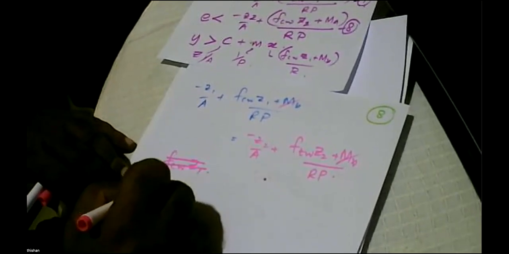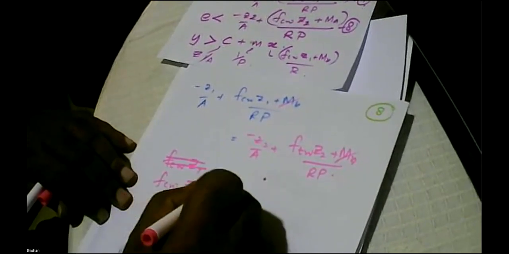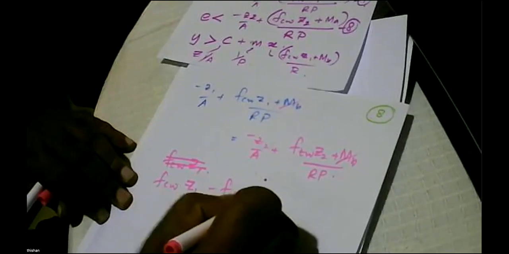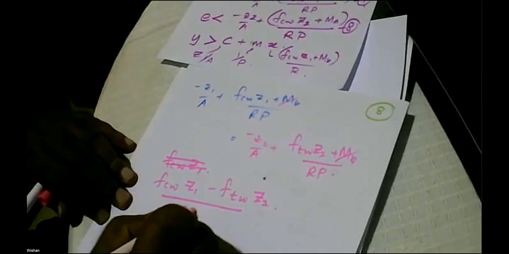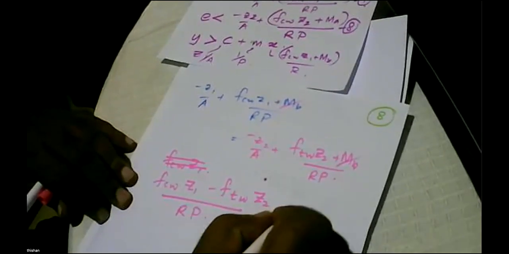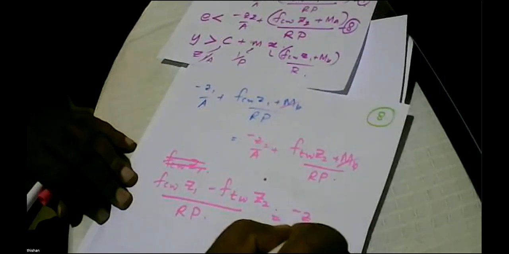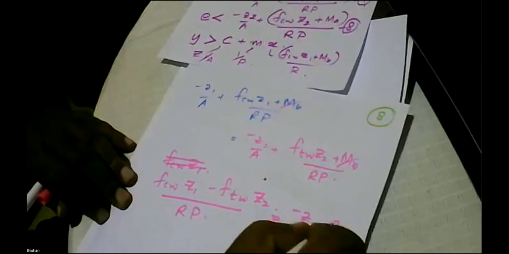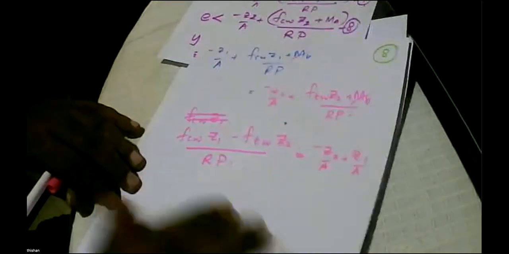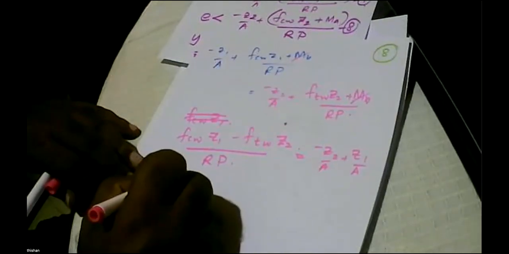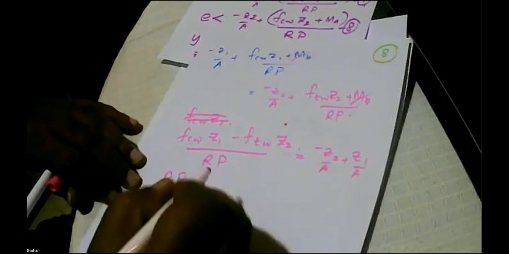FCW Z1 minus FTW Z2 over RP is equal to minus Z2 over A plus Z1 over A. From this, you can work out the equation for RP.